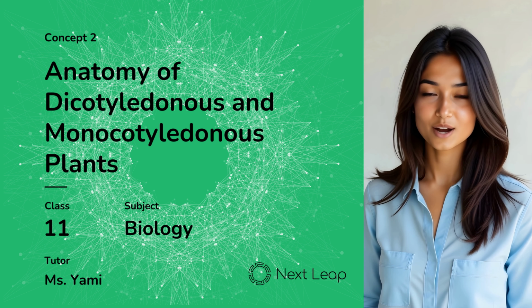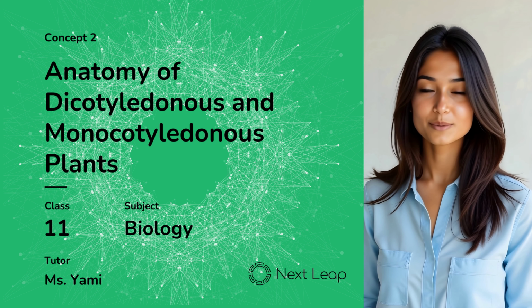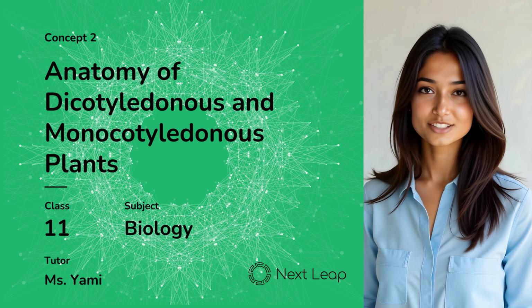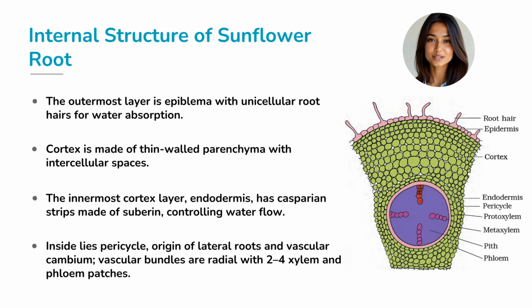These differences aren't just details for exams, they explain why grasses grow in endless fields and why trees like mango and sunflower grow strong and thick. Let's open the window into the plant's inner world. Let's begin underground with the dicot root, for example, sunflower.